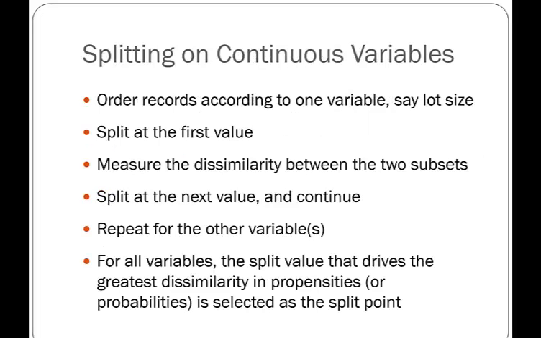When we're splitting on continuous variables, the algorithm is going to split on the first value, measure the dissimilarity between the 2 subsets, and then split at the next value and continue. And it's going to do that same process repeated over and over again for all the other variables, and then whichever one gives the greatest dissimilarity is the one that is used for the split.